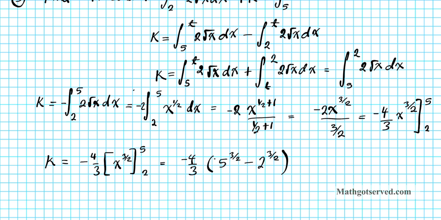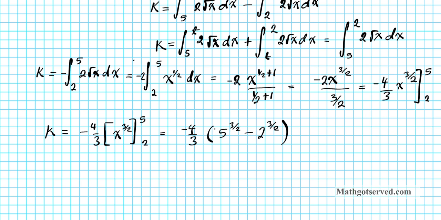So we can write this as negative 4 thirds times, we can break this apart. This is 5 times 5 to the 1 half, right? 5 to the 1 times 5 to the 1 half minus 2 to the 1 times 2 to the 1 half. Remember, when you multiply exponents, you add the powers, right? So when you split them, you can express them separately like this, okay?